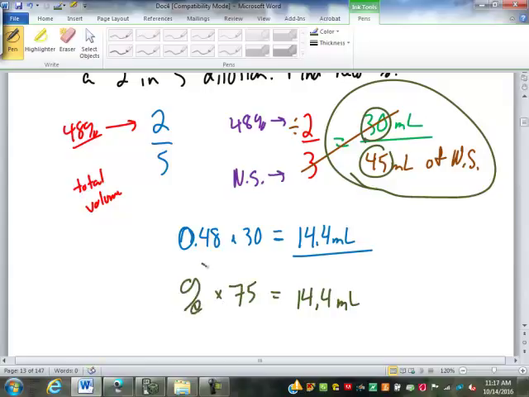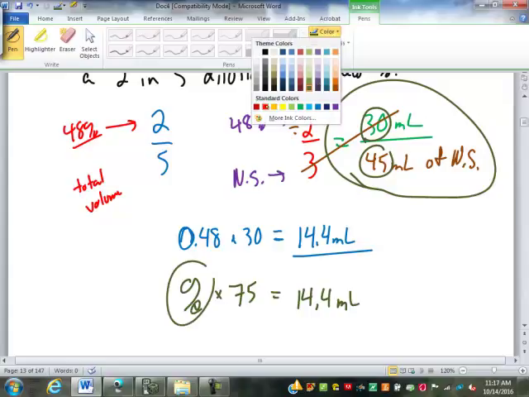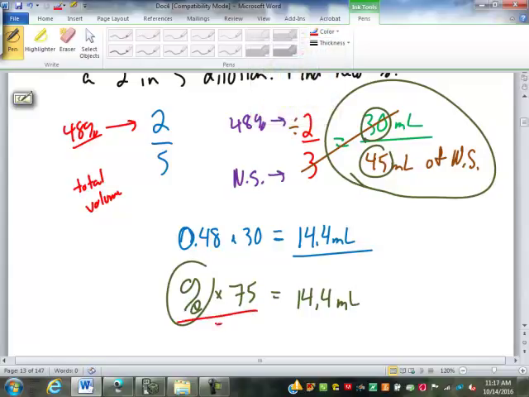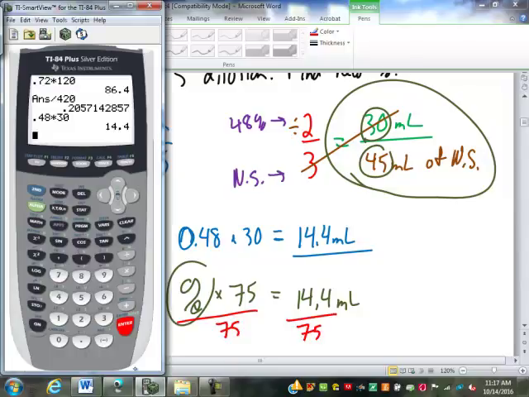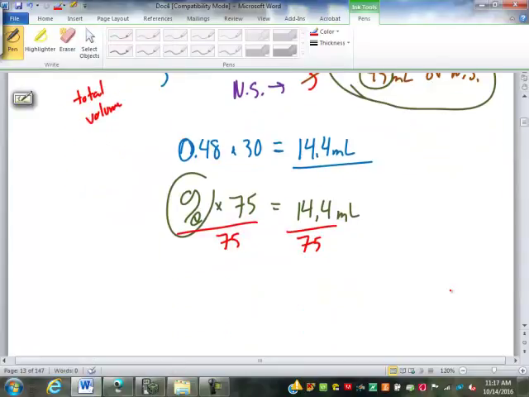So we're looking for our percent here. So I divide by 75. 14.4 divided by 75 is 0.192, which is a 19.2% solution.